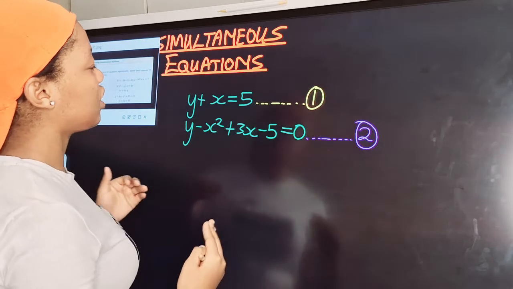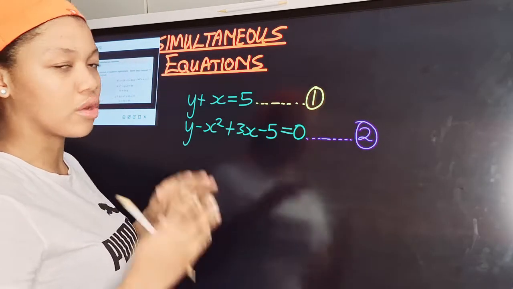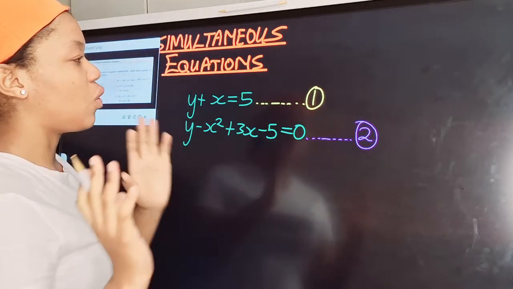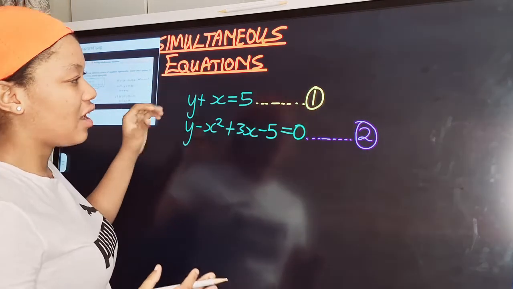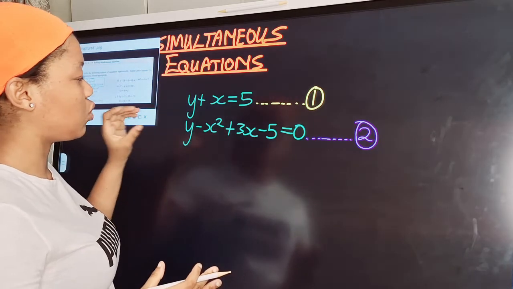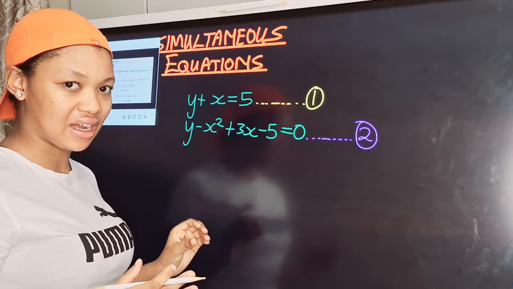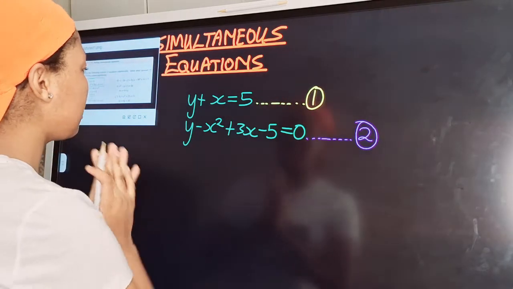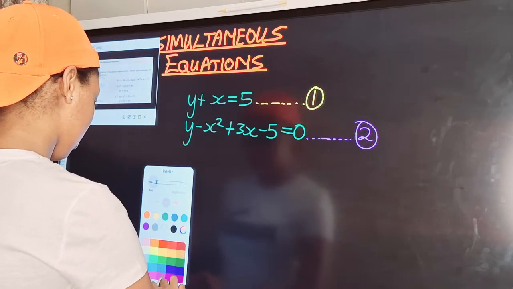If you're going to use substitution, firstly you have to create another equation out of one of the equations. You're going to create equation number 3. It will be easier to use the first equation, because equation number 1 is structured much more simply than equation number 2. And how do you create equation number 3?